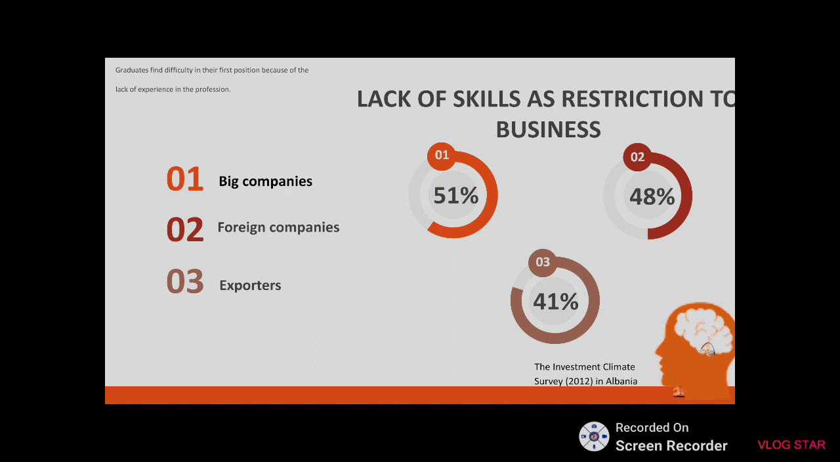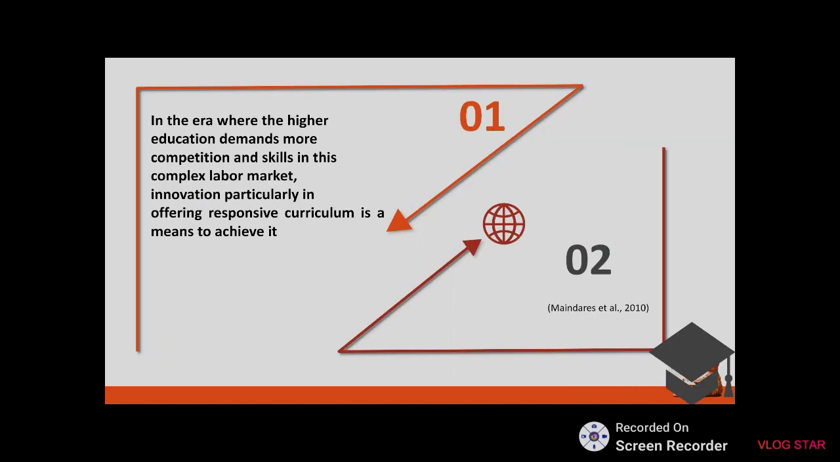So let's have another. Okay, now how are you going to deliver this one? If you notice, if ever I include a sentence, it's just one but not the entire paragraph. So just like this one, Mandaris et al. in a 2010 study stated that in the era where higher education demands more competition and skills in this complex labor market, innovation, particularly in offering a responsive curriculum, is a means to achieve it.